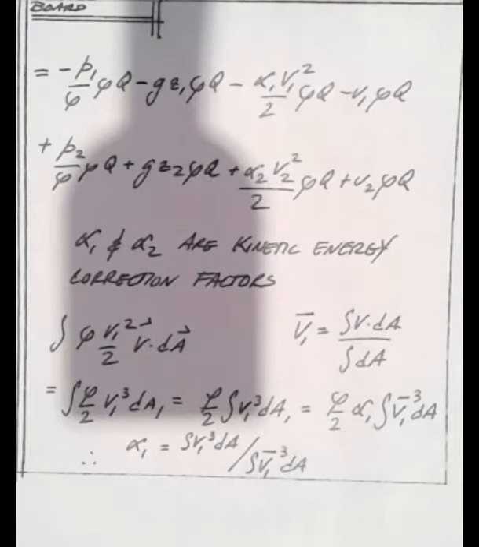Later's coming up real quick. When the flow is turbulent, these alpha terms are pretty close to 1, and when it becomes laminar, they're close to 2.